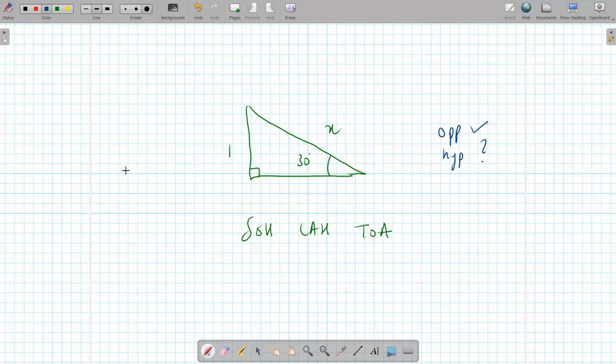It's going to be sine. Sine 30 is going to be 1 over x. Okay? The value of sine 30, if you plug it in your calculator, is 0.5, equals 1 over x. How do you solve for x? Now, this is a linear equation, basically.